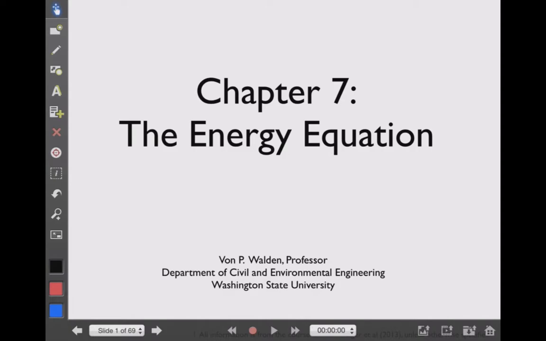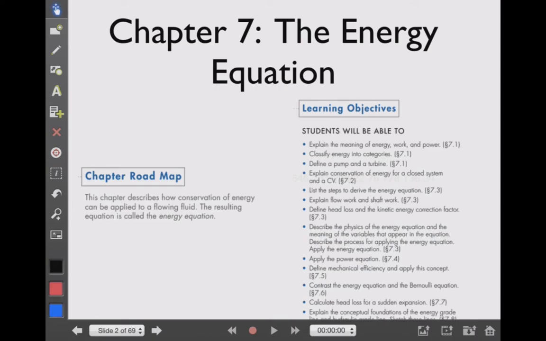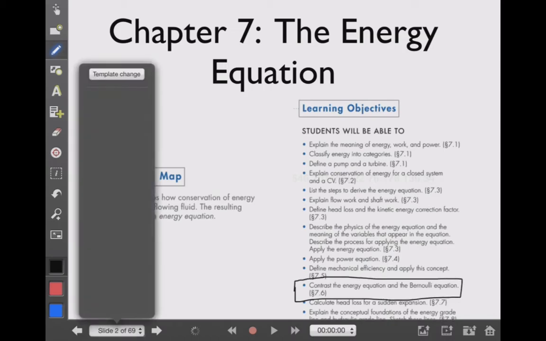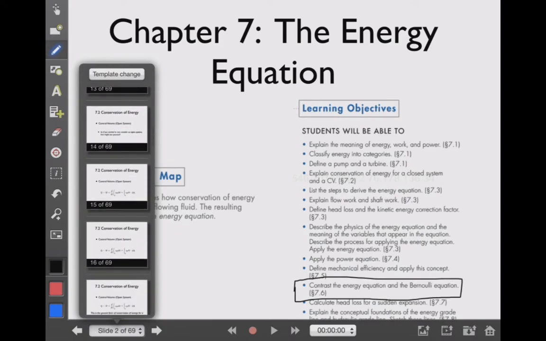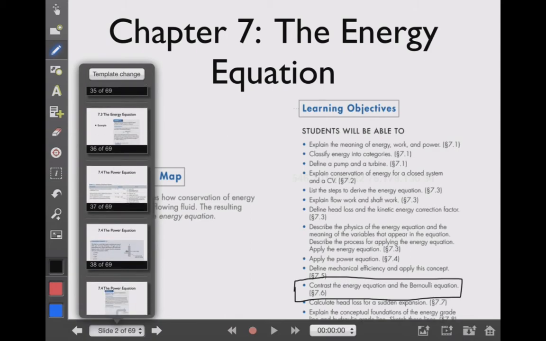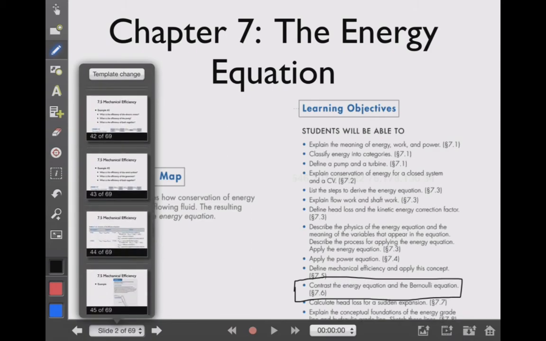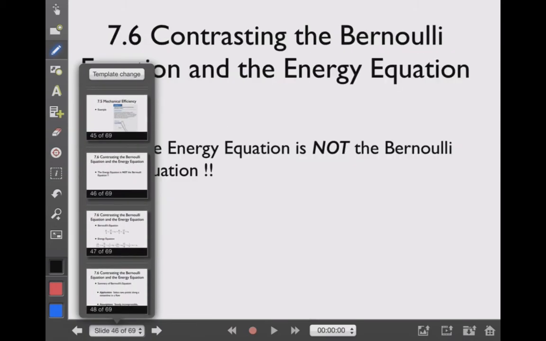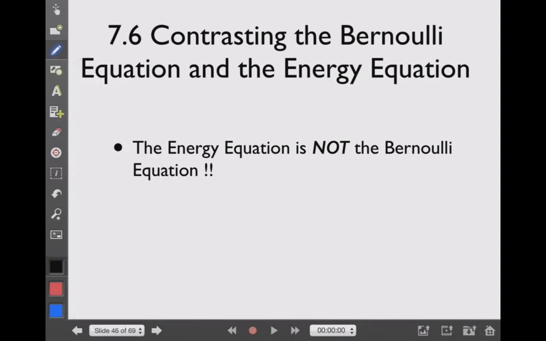We're back with Chapter 7, the energy equation, and we're just going to have a very quick section here on the contrast of the energy equation with the Bernoulli equation. This is section 7.6. Should be fairly rapid to get through this. It's very important, but this is a pretty short section in the book. So let's just scroll forward, and here we are.